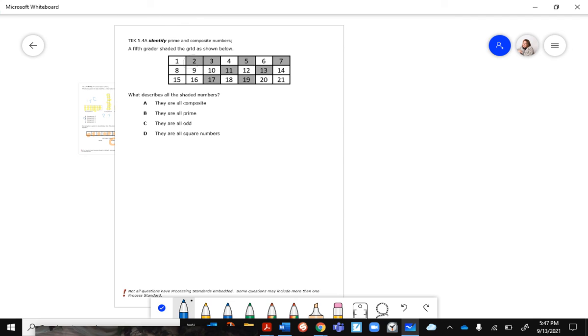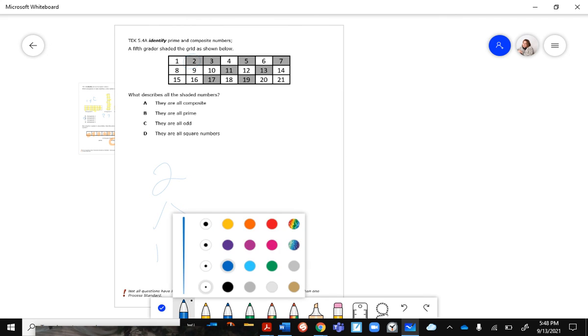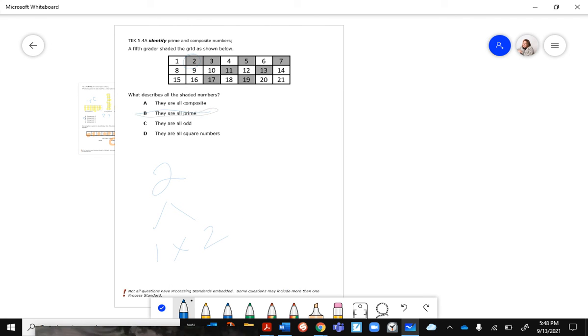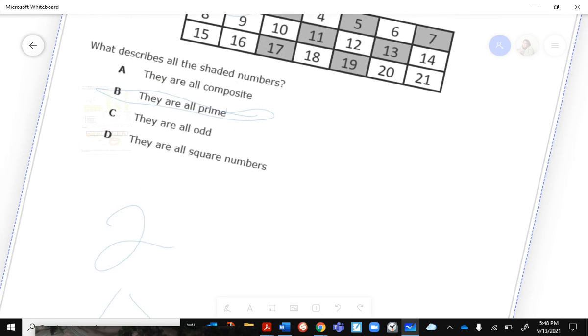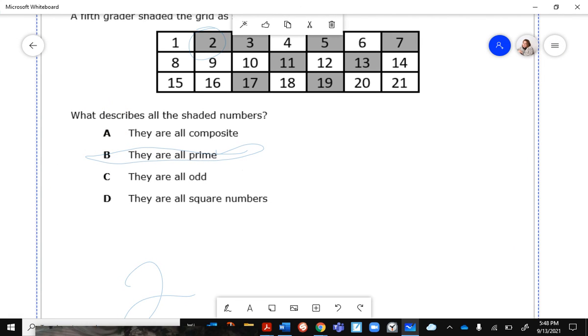Remember, there's that 2. We said that 2 is what? Prime or composite? Yep, it's prime because we said that 2 is 1 times 2, and that's all. So it has 2 factors. So the 3 is a prime, 5 is a prime, 7, 11, 13 are primes, 17, and 19. So they are all prime. And then I circled the light blue.